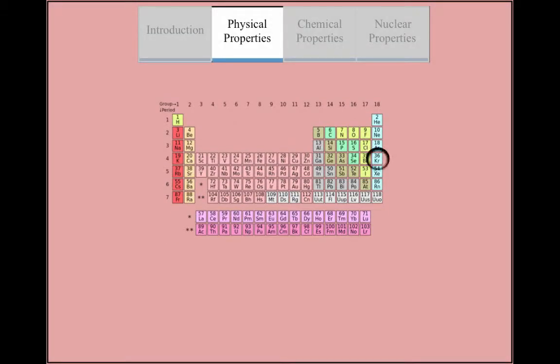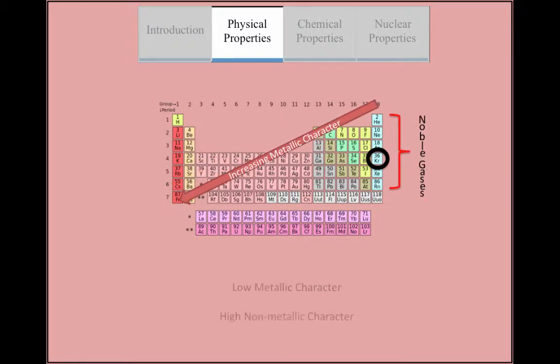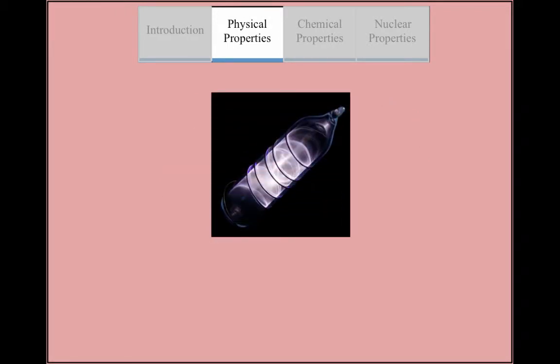Krypton is a group 18 noble gas. Due to periodic metallic trend, it has a low metallic character and a high non-metallic character. It has a boiling point of -157.37 degrees Celsius and a density of 3.749 grams per liter.